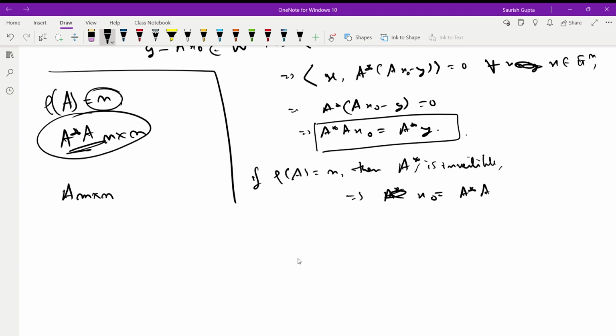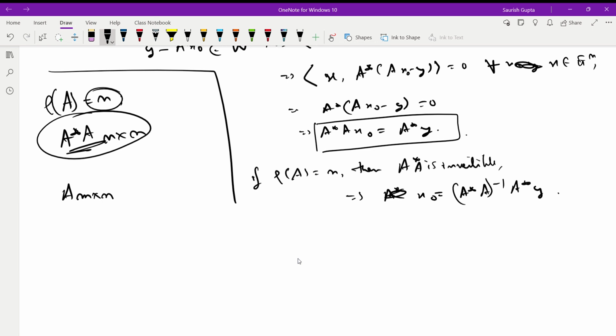But if the rank of A comes out to be n, then A star A is invertible. That is why we are focusing on A star A. So here I should write A star A is invertible. Therefore we can write x naught as (A star A) inverse A star y, and from here we can get our best approximation. Right?